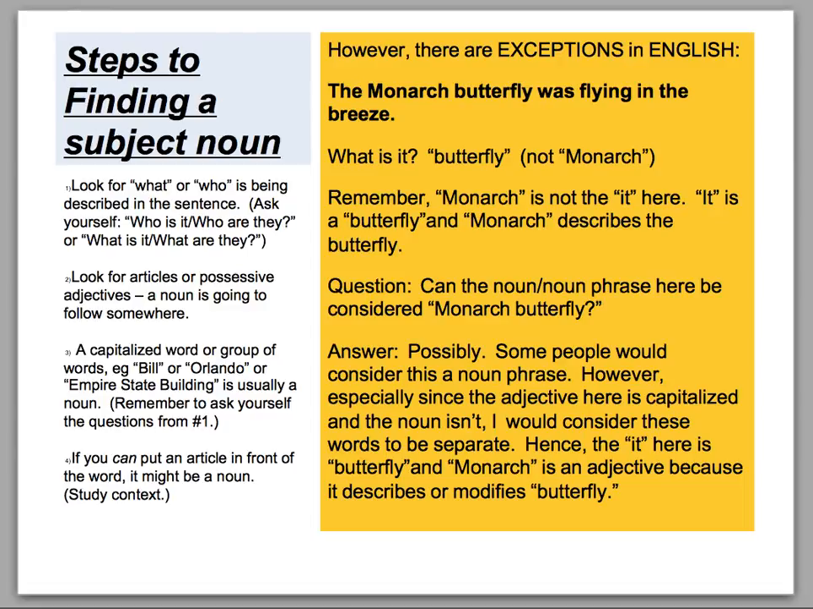We can put an article in front of color, right? The color, a color. So color is a noun. So just pieces of evidence. And as we just covered in a different case, there are exceptions in English. The monarch butterfly was flying in the breeze. Period. Now I'm not going to say these are phenomenal sentences. They are just sentences. And I don't want to make them too tough, obviously. But, just for illustration purposes. So, the monarch butterfly was flying in the breeze, period.